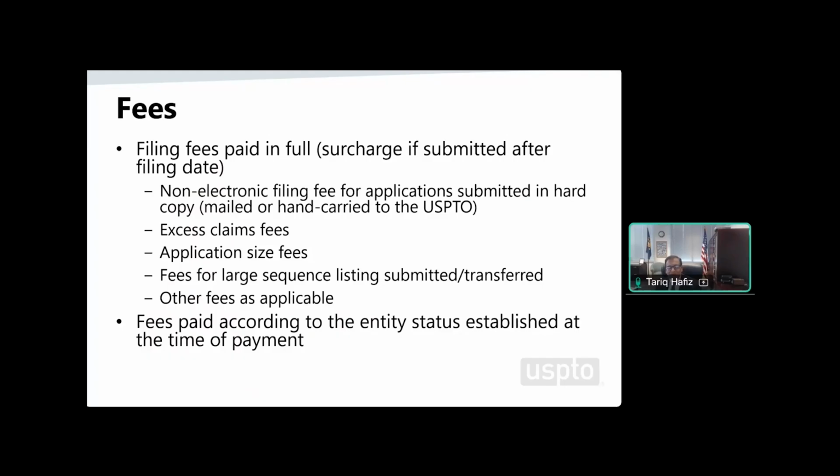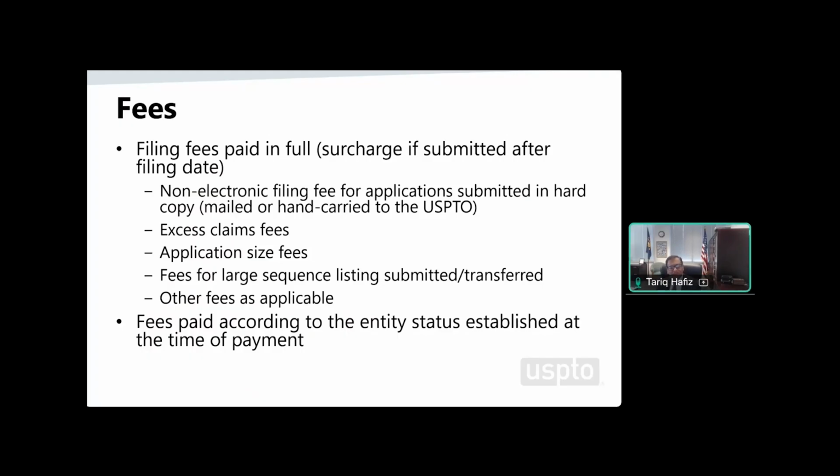And make sure all the information is easily read, right? But if you file by hand by going to the headquarters in Alexandria, we have a customer service window you can go to, or you can mail it to the headquarters in Alexandria. We do charge for the manual handling. Having too many claims is another fee. Remember, the standard fee includes 3 independent claims and 20 total claims. If you file more than that in the original filing, or at any other time during prosecution, this fee can be added.